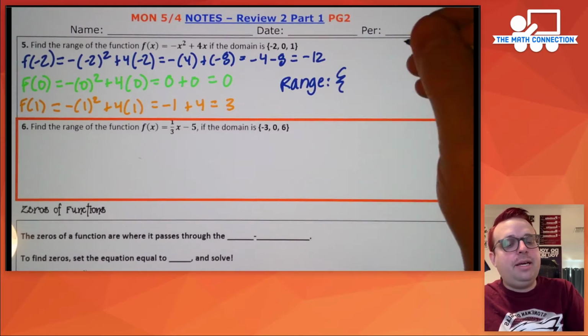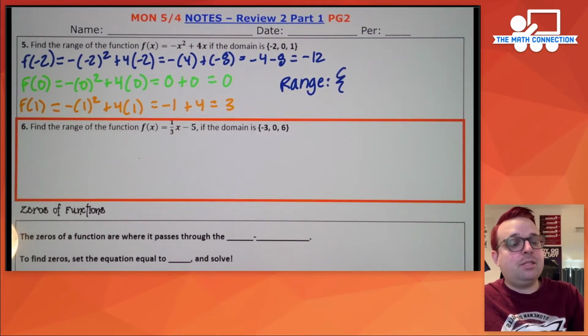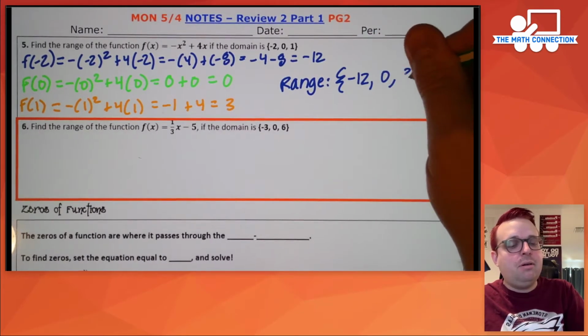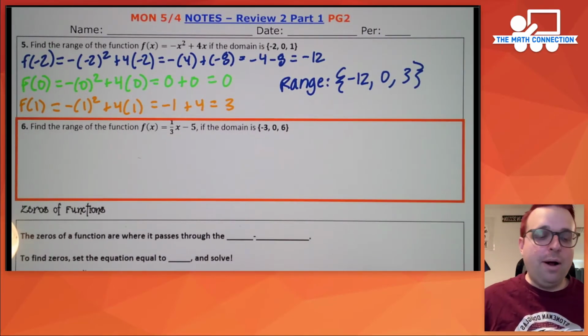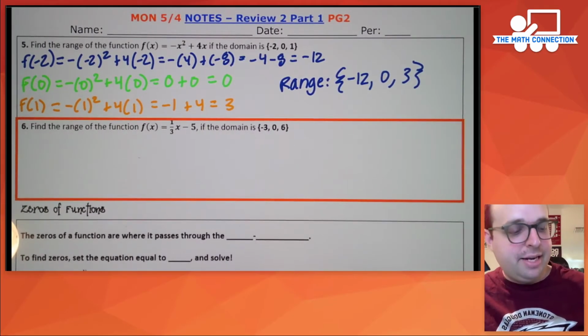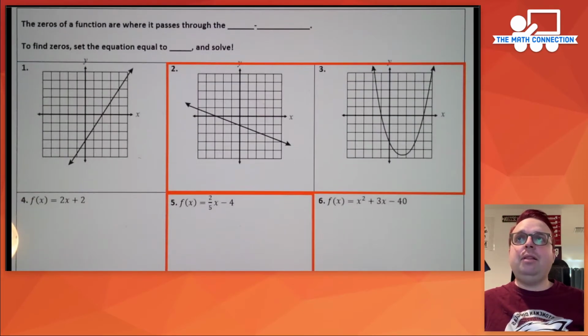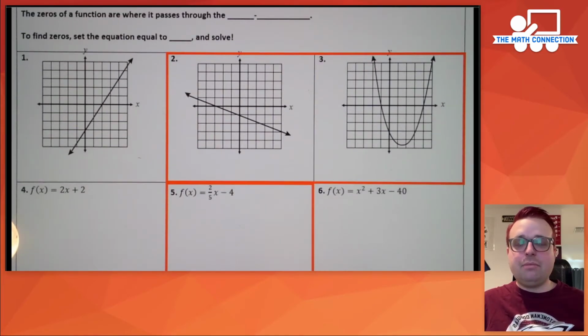So in summary, the range is going to be 0. No, I lied. It's going to be from smallest to greatest. So -12 is first, and then 0, and then 3. And there you go. Now I want you to do the same thing again for number 6. That one's going to be for you guys. And I'm going to roll on down to the, I believe, last topic of this review. Yep, this is the last topic.